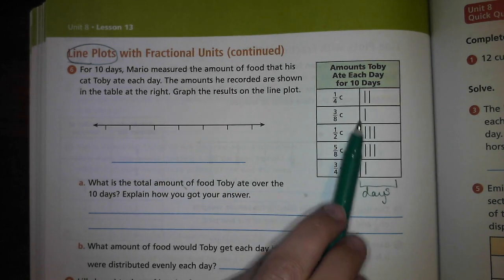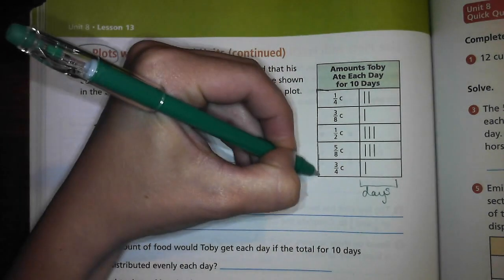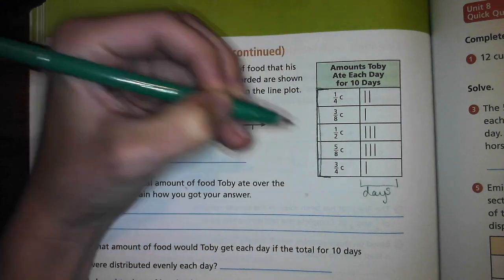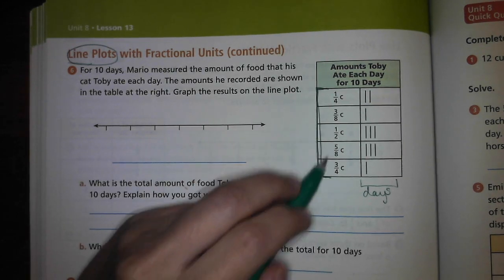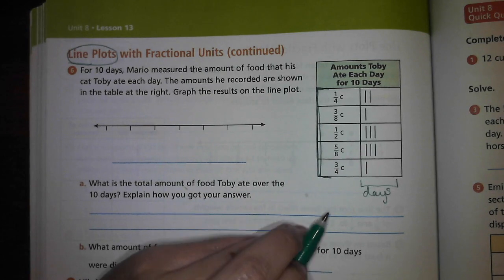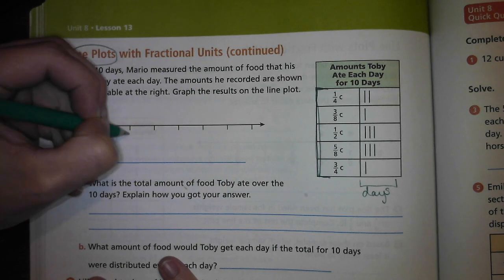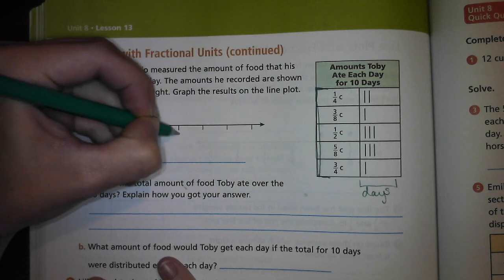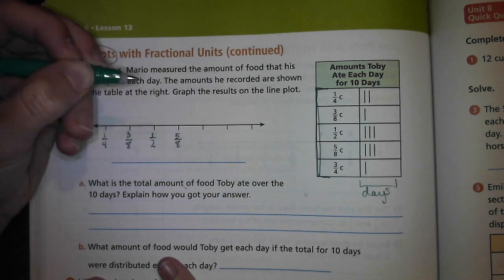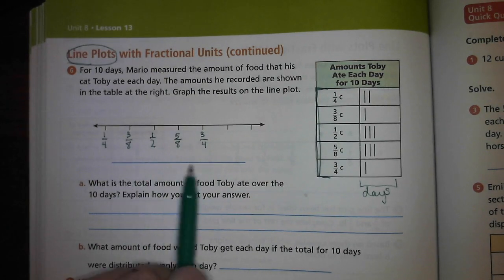So the thing that changes is what he's eating each day. These amounts are kind of what he's choosing from. So we're going to plot the amounts. Now, we're just going to plot them in the order that they're written here. It doesn't have to be in order from greatest to least. So I'm going to put 1/4 here, then 3/8, then 1/2, 5/8, 3/4. Okay?